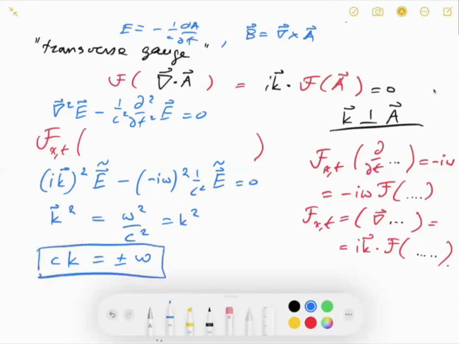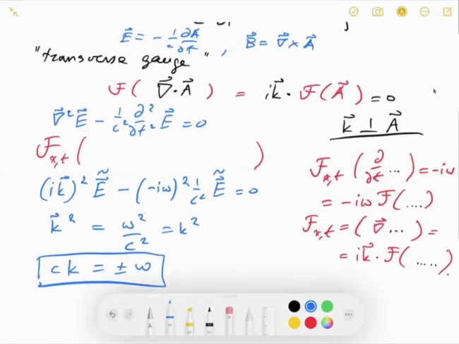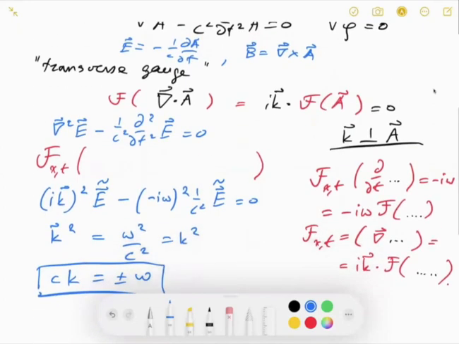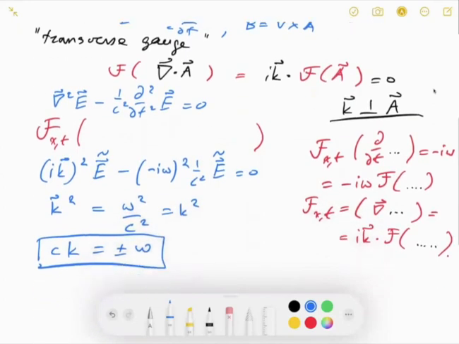So we haven't really assumed anything about our wave equation. All we've done is take the Fourier transform, and we worked out that once we've done the Fourier transform in both the time and the spatial domain, then we know that there will be two solutions, one where ck is plus omega, and the other where ck is minus omega.